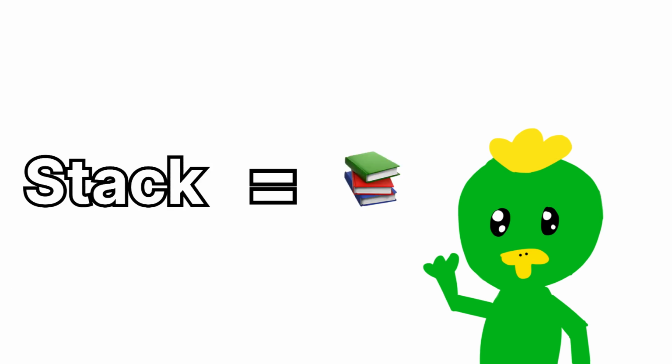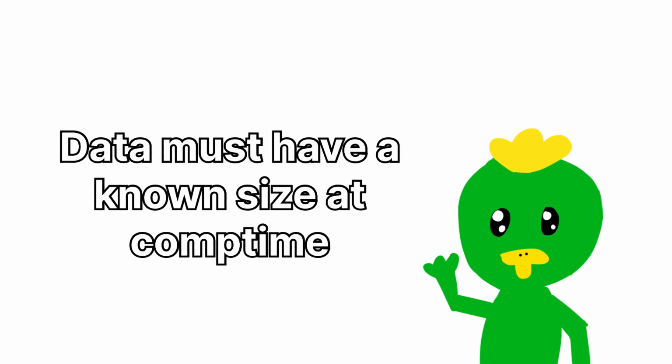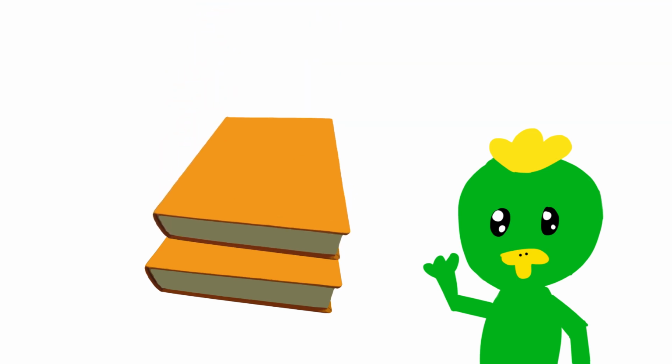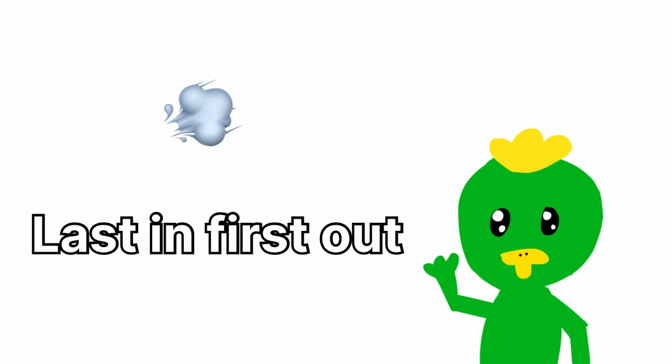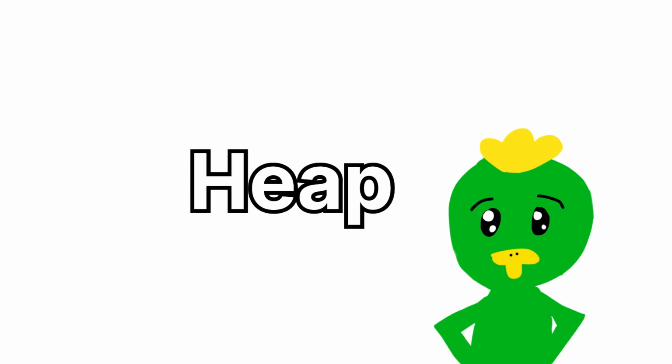The stack is like a stack of books, where a book represents a piece of data. The data stored here must have a known size at compile time, like how the size of a book in the stack must be a standard and predictable size. They are very quick and they follow the LIFO manner, meaning that you can only add or remove the topmost book.